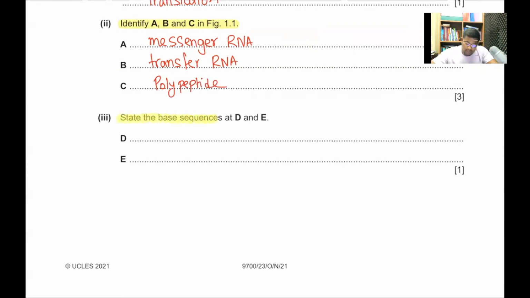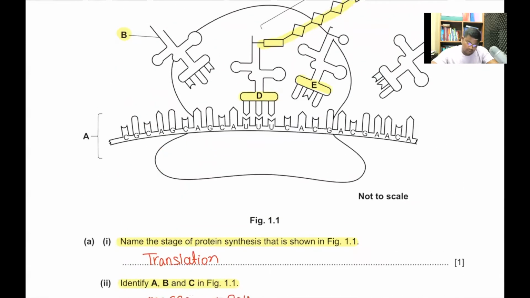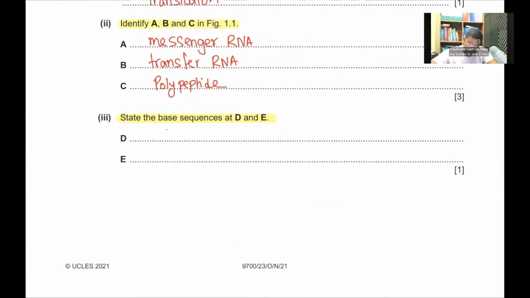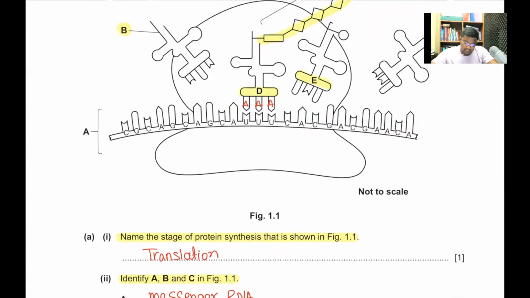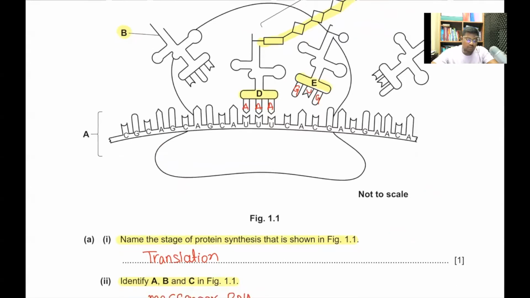State the base sequence at D and E. So at D, it is opposite to U, U, U. So it should be A, A, A. And at E, it is opposite to CAC. So C will be G, opposite to A will be U, and then G. So G, U, G.